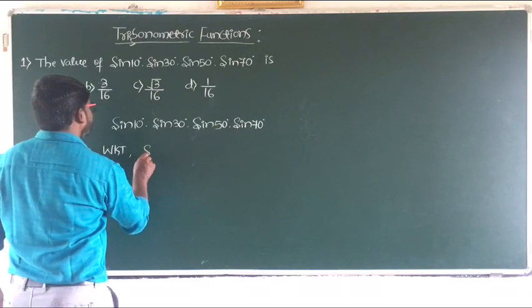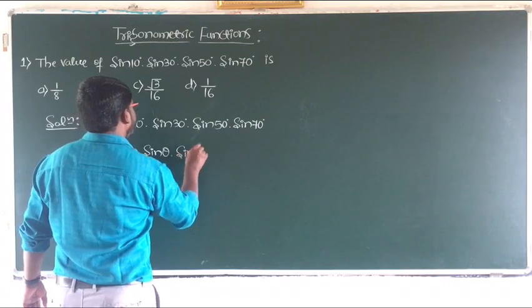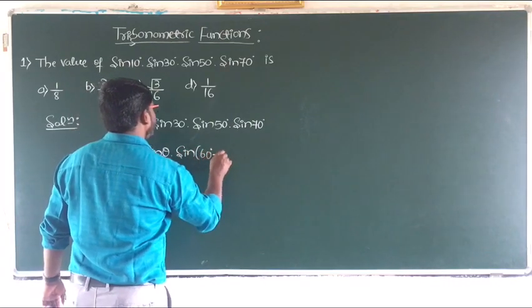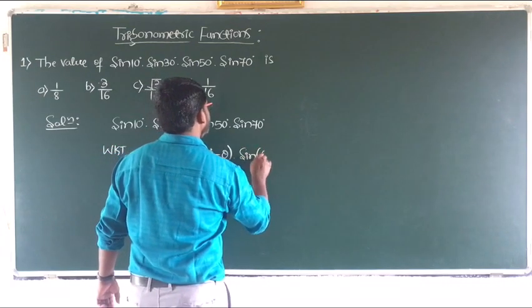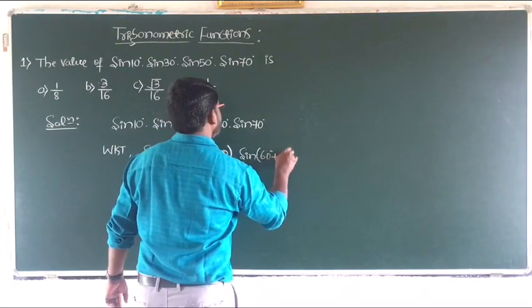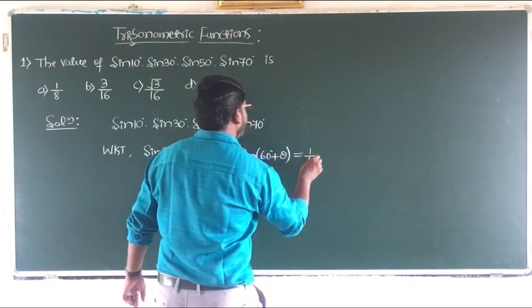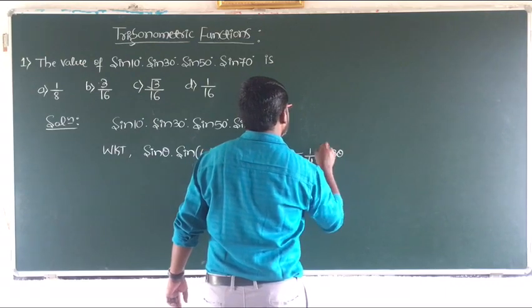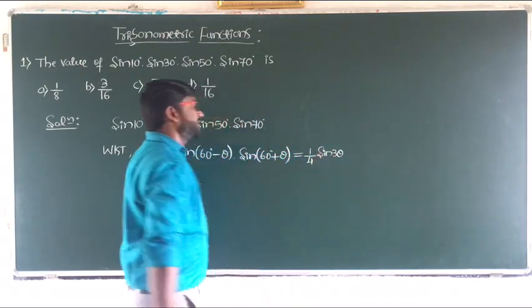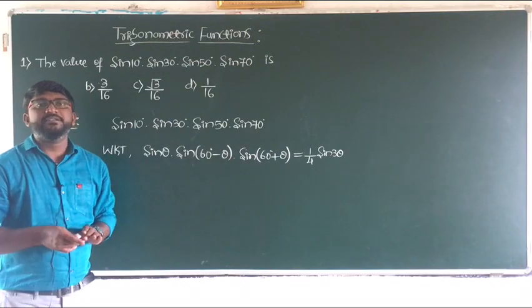We know that sine theta, sine 60 degree minus theta, and sine 60 degree plus theta, is equal to 1 by 4 sine 3 theta. So this is the standard formula which is there in our college material.